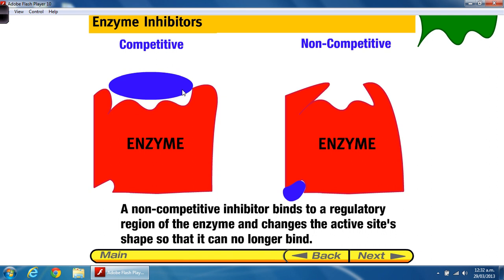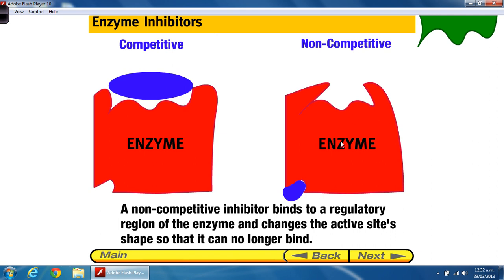But usually the competitive inhibitor isn't broken down or doesn't undergo the same reaction, or takes a lot longer to be broken down or undergo the reaction than the regular substrate. That's why it blocks up the active site and prevents the enzyme from carrying out its job.